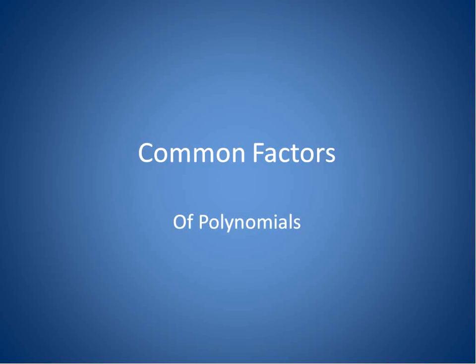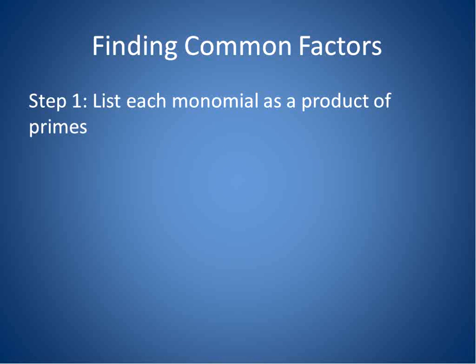Hello, we're going to look at common factors of polynomials. Essentially, to do that, what we're going to do is find the factors of each monomial separately and then look at what they have in common. Here are the steps just to list them out for you. Step number one is that you would list each monomial as a product of primes, its prime factors.